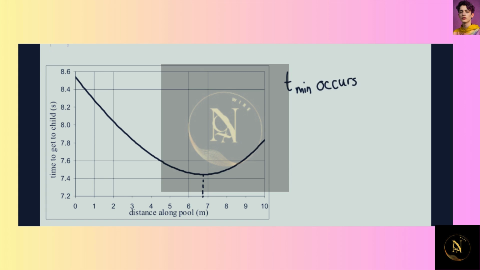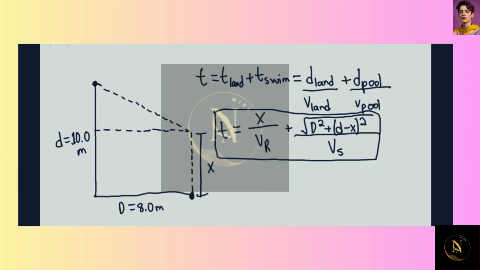occurs at x equaling 6.8 meters, which means that the lifeguard should run 6.8 meters before jumping into the pool in order to minimize the time taken to get to the child. So this would be our answer for part B.